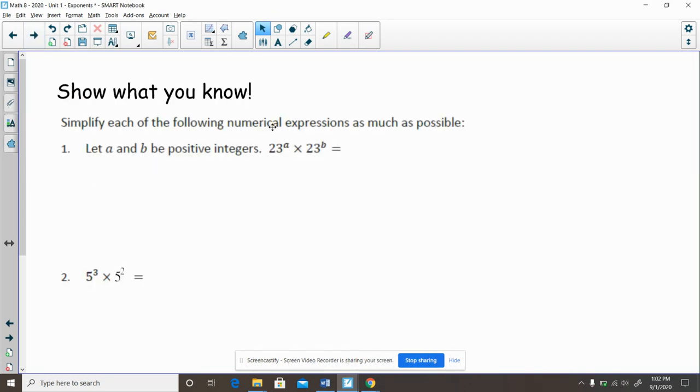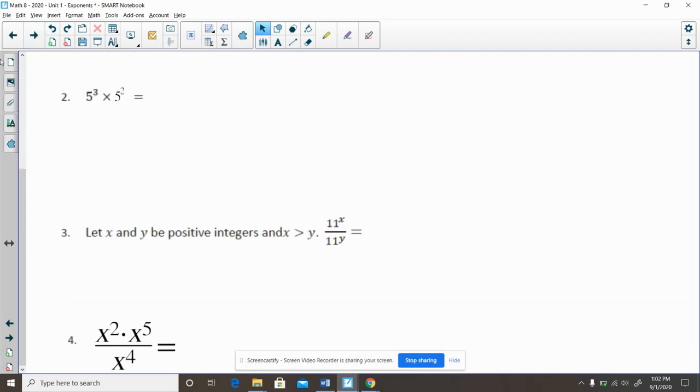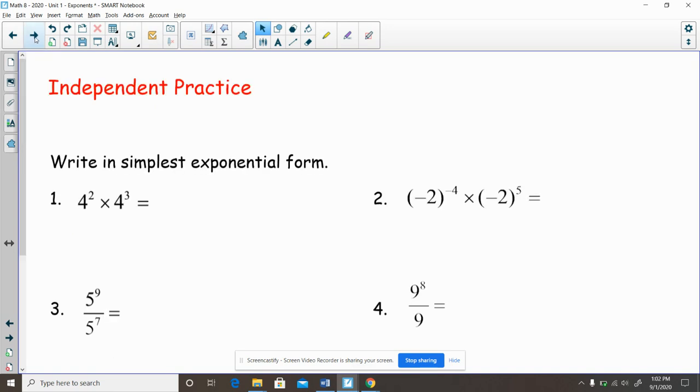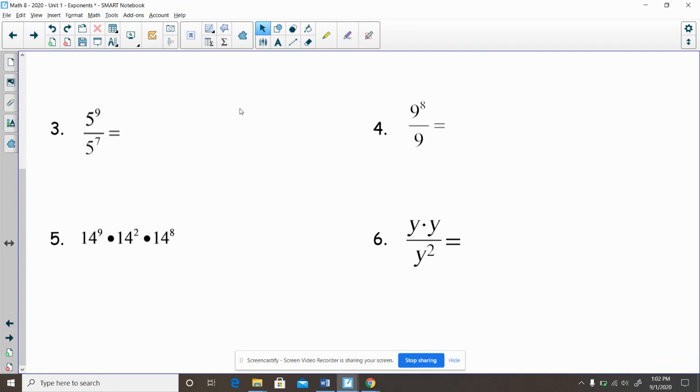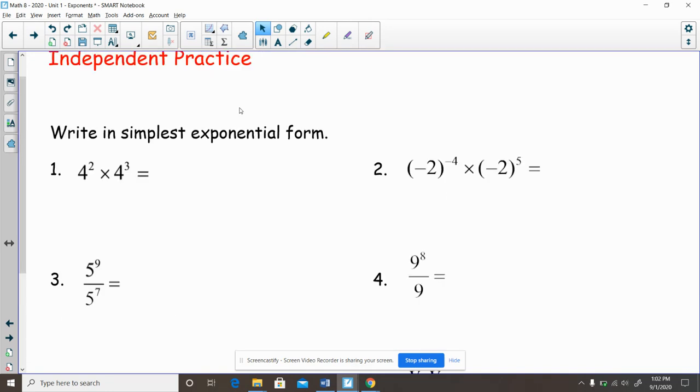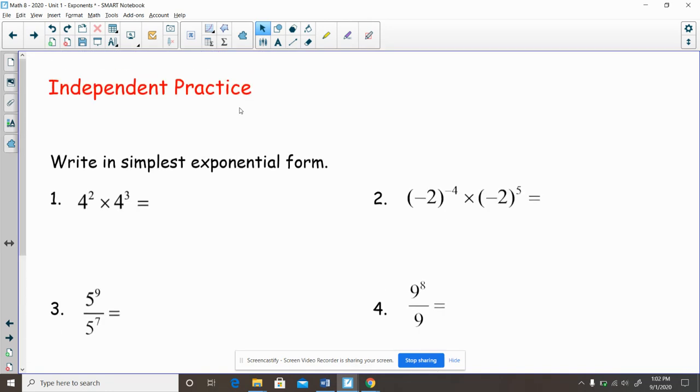You have your show what you know here. Remember, this is just extra practice if anybody's interested in it. You can bring up questions in Google Meets if you're interested. And then your independent practice. This you should be doing, and then checking the answer key that's posted in the assignment for today.